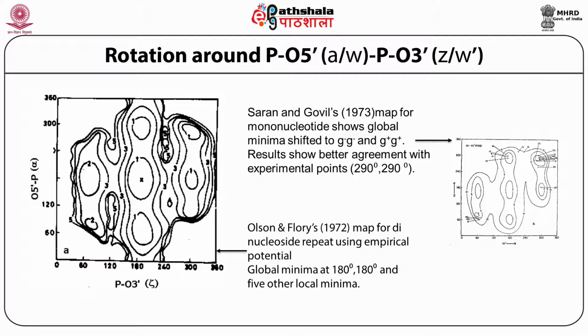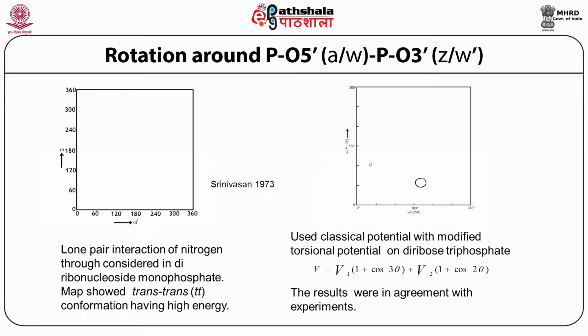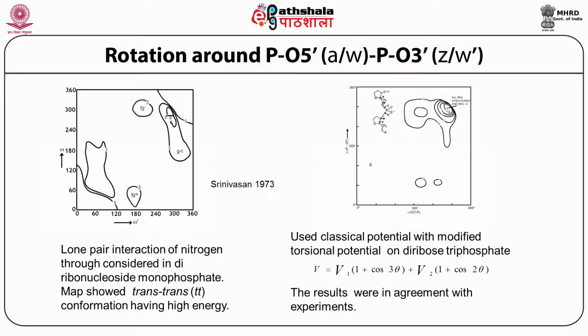The energy minima you find, which was at 180, 180 in the case of Flory's map, shifted to G minus G minus or G plus G plus, where G minus G minus is in agreement with the experimental points, 290 degrees to 90 degrees. We show here some more conformation energy maps for the same rotations, omega and omega prime. But you find again they are much different from what we saw in the last slide.